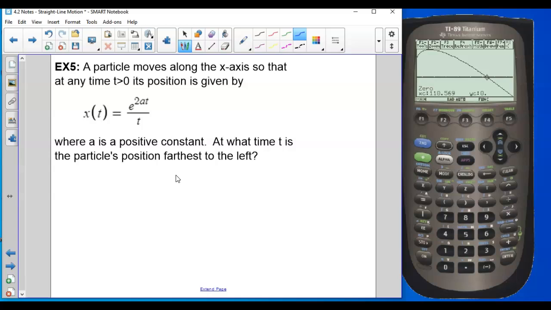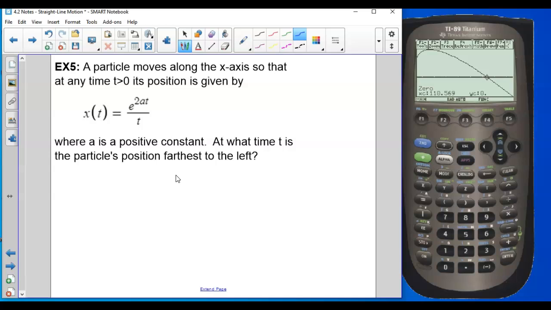So the particle moves along the x-axis so that at any time t greater than 0, its position is given by this equation here, where a is a positive constant. At what time t is the particle's position furthest to the left?